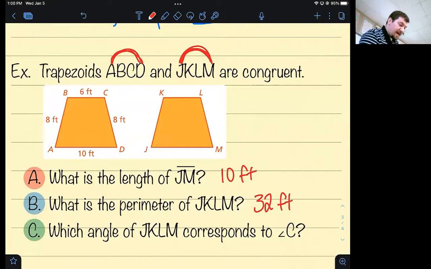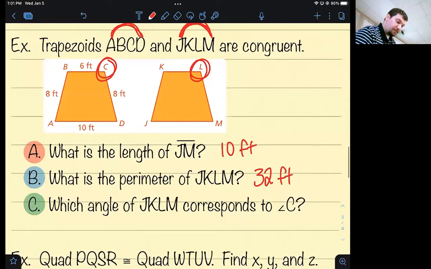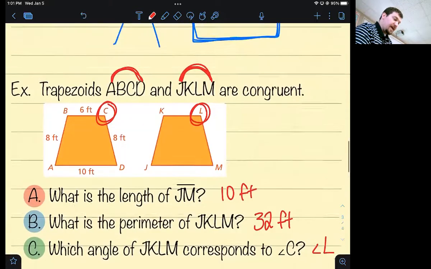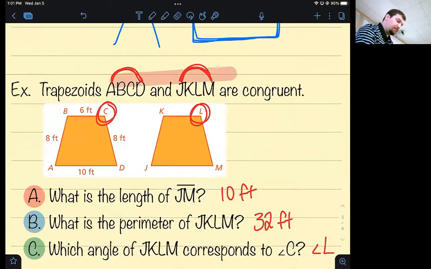Angle L. Yeah, angle C and angle L are going to correspond to each other. And if you look up here at the congruent statement, angle C, angle L, they do correspond to each other.